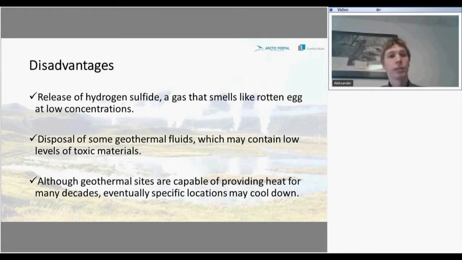But anyway, there are certain disadvantages of this technology. Producing geothermal energy releases hydrogen sulfide into the atmosphere, a gas which smells like rotten eggs. Disposal of some geothermal fluids may contain some low levels of toxic materials. And also geothermal sites are capable of providing heat for many decades, but they may eventually cool down.